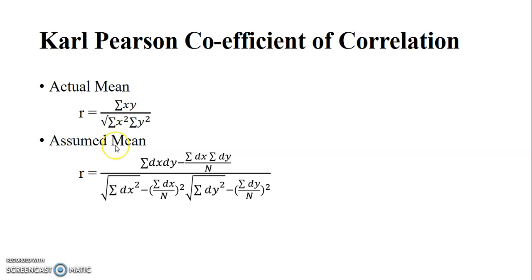Under assumed mean, the formula for calculating the coefficient of correlation is R equals sigma dx dy minus sigma dx into sigma dy divided by n, the whole divided by root of sigma dx square minus sigma dx the whole square divided by n, into root of sigma dy square minus sigma dy the whole square divided by n.